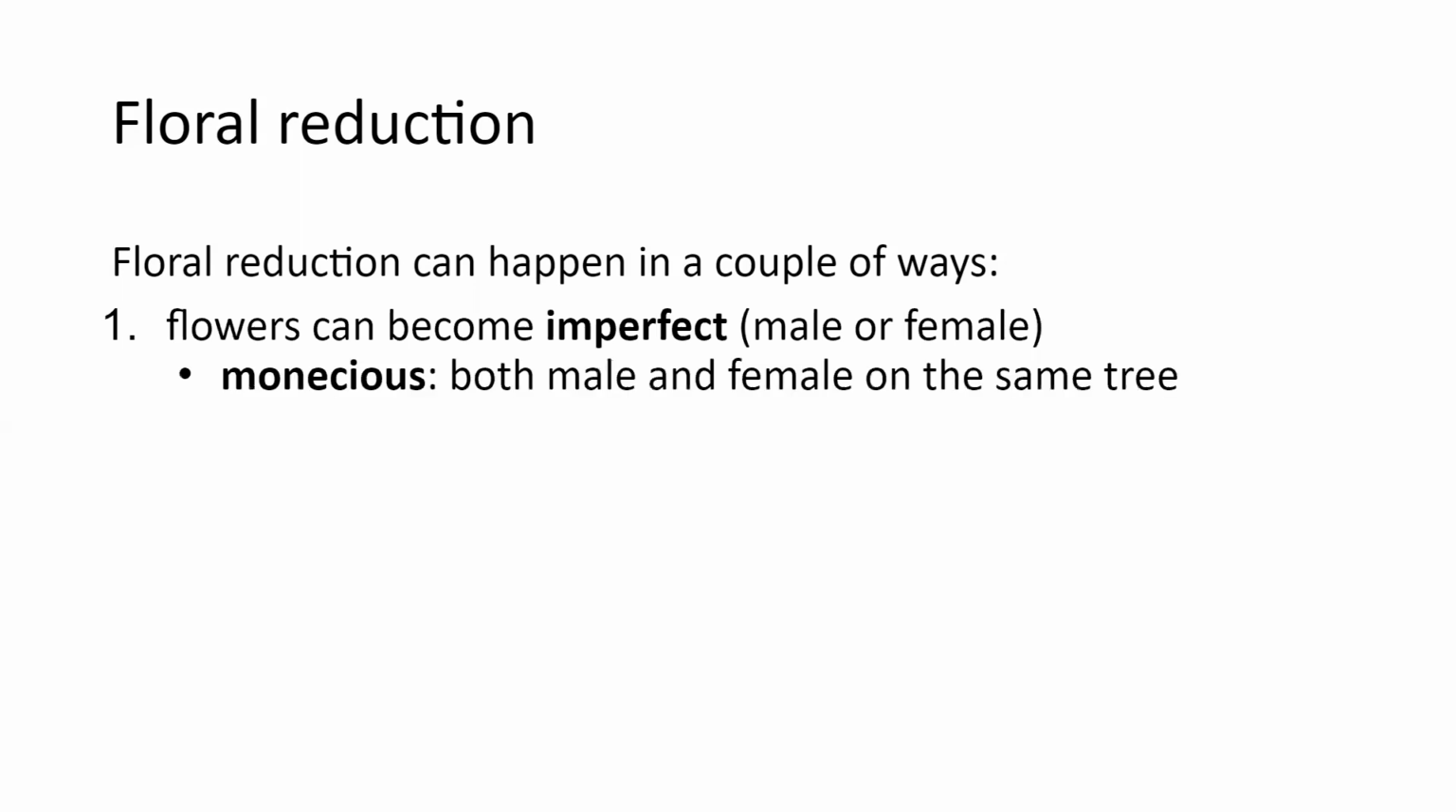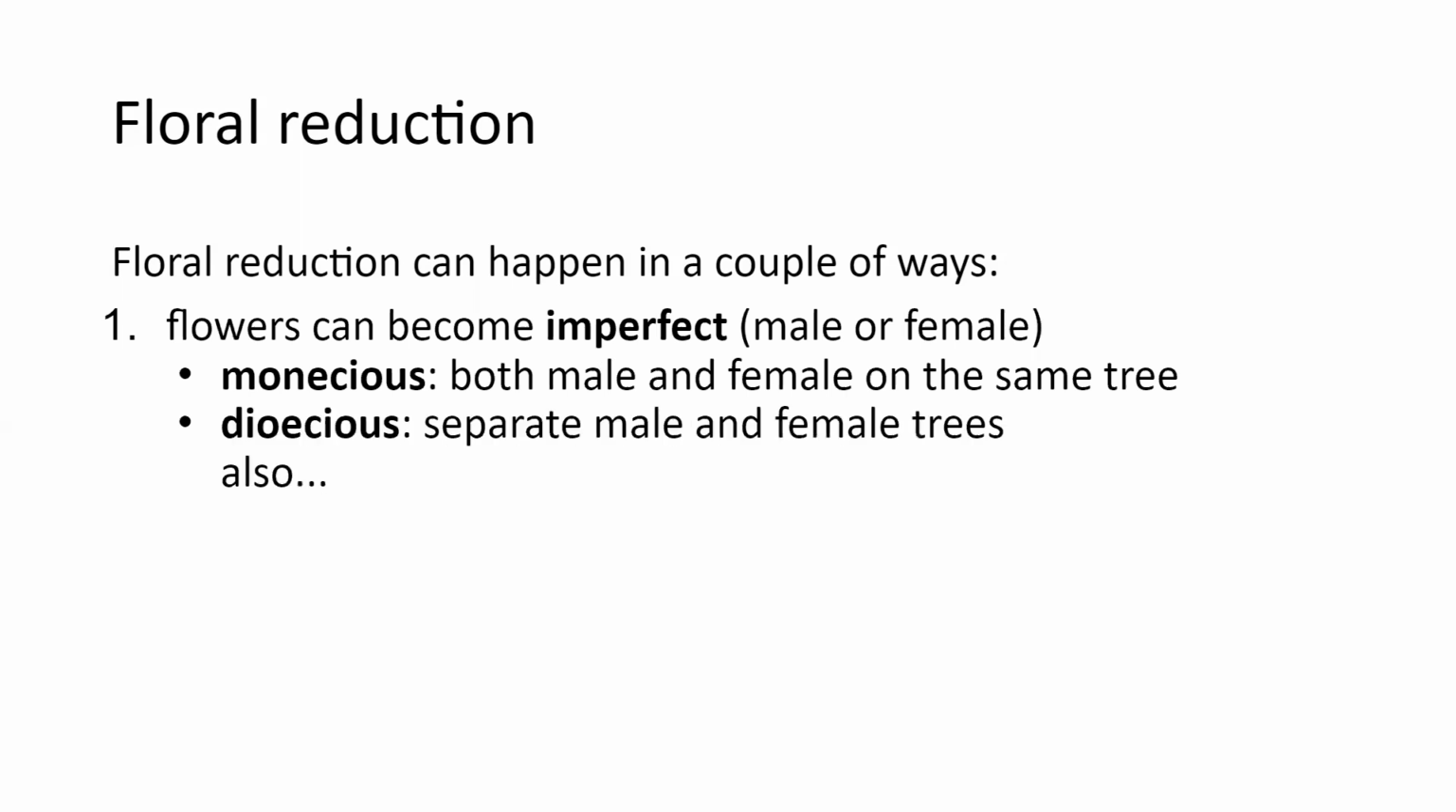If you remember back to an earlier lecture, monoecious plants have both male and female flowers on the same tree, but they're separate. The flowers themselves are either male or they're female. So they can occur on the same tree, or they can occur on different individuals, in which case we call them dioecious. That's a little bit of review from last week.